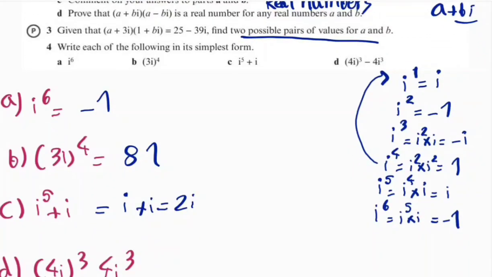And finally, the last one, 64i cubed minus 4i cubed. We know that i cubed is equal to minus i. So for the first one, we get minus 64i. And for the next one, we get plus 4i, because this negative with the negative i makes it positive. And minus 64i plus 4i is minus 60i.